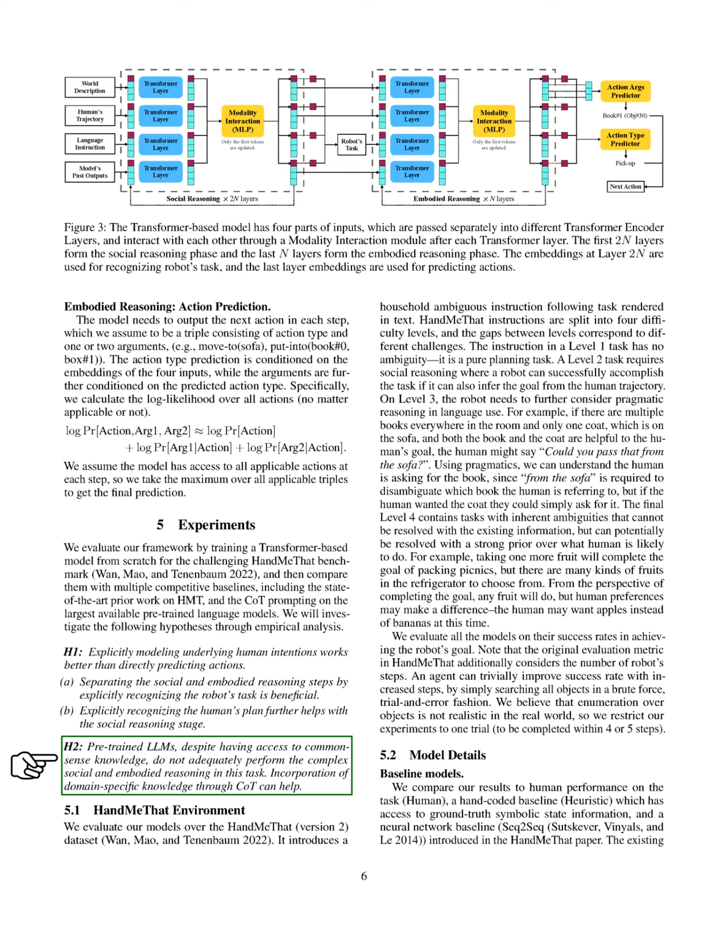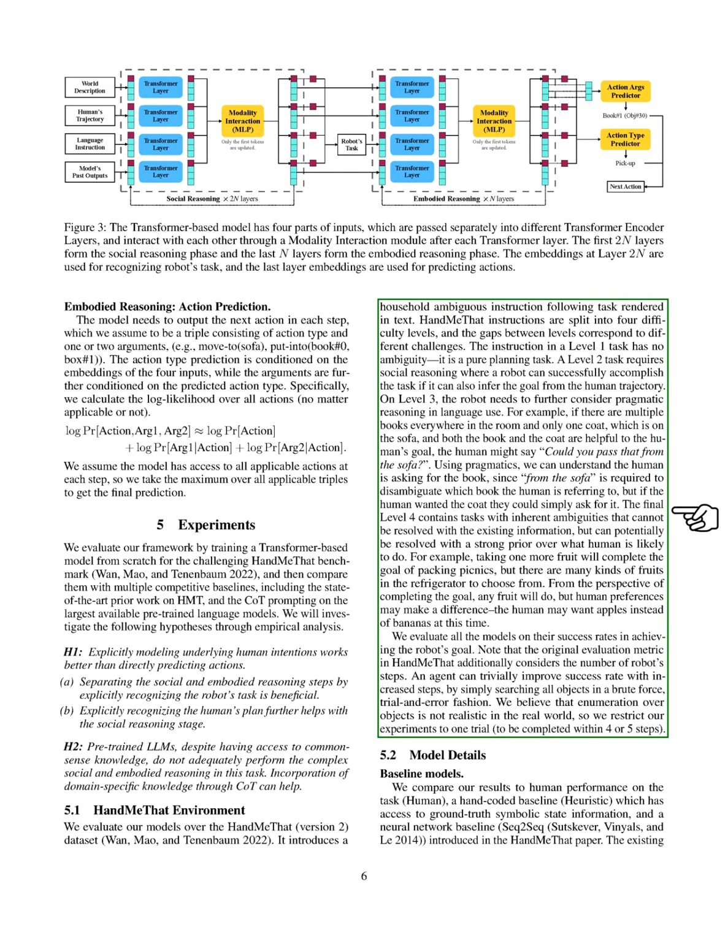We assess our models using the HandMeThat version 2 dataset, which presents a household instruction following task in text form. The tasks are categorized into 4 difficulty levels, with increasing complexity. Level 1 tasks are straightforward planning tasks, while Level 2 requires social reasoning based on human actions. Level 3 introduces pragmatic reasoning, where context helps clarify ambiguous requests. Finally, Level 4 tasks involve inherent ambiguities that may be resolved with prior knowledge of human preferences.